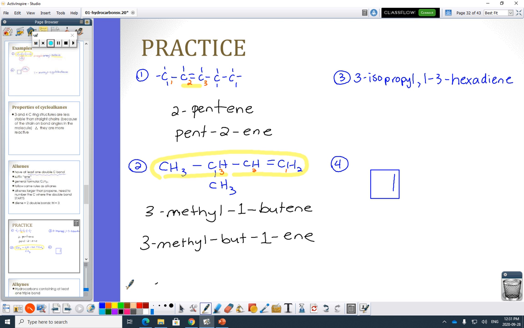Yes, you always want to do the lowest number. So if I went from the right here, then the double bond would be on carbon number 3, like 1, 2, 3. 2 is lower than 3. Down here, if I went from the left, it would be 1, 2, 3. And this way is 1, 3. That's less. Okay, always longest chain, lowest number.